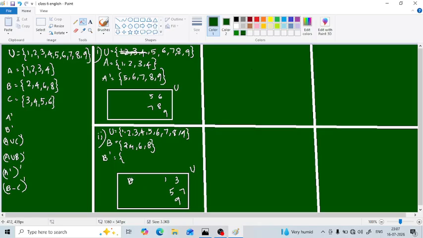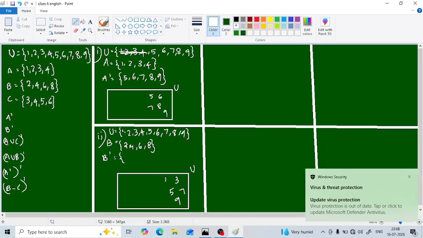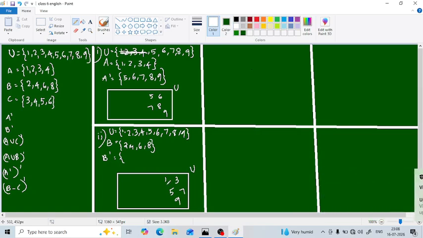So when we erase this B, what will be the remaining elements? They are 1, 3, 5, 7 and 9. Who are they? They are the set of all odd elements, odd natural numbers less than or equal to 9. So they are 1, 3, 5, 7 and 9. This forms our complement of B.